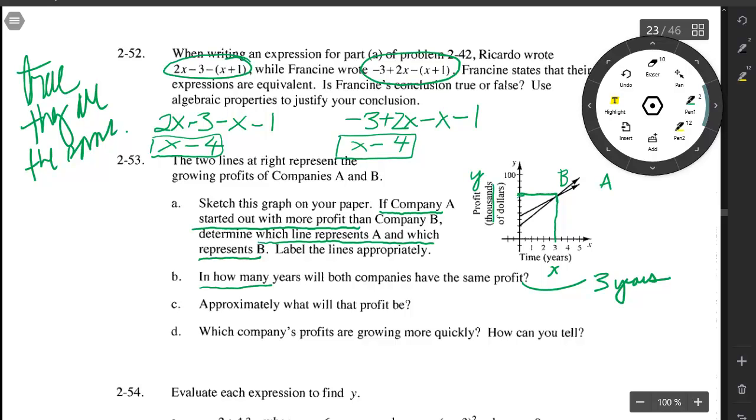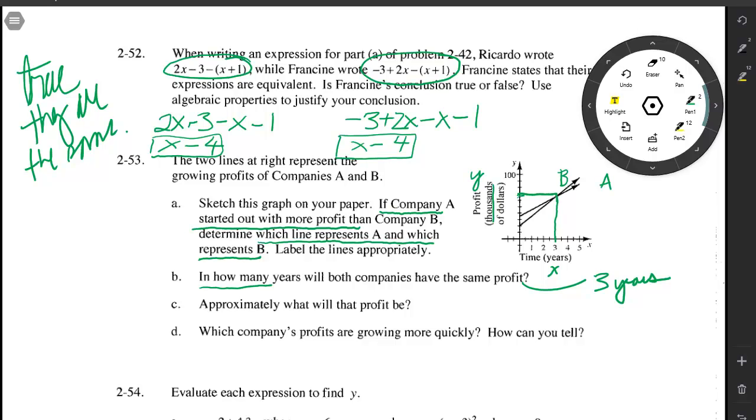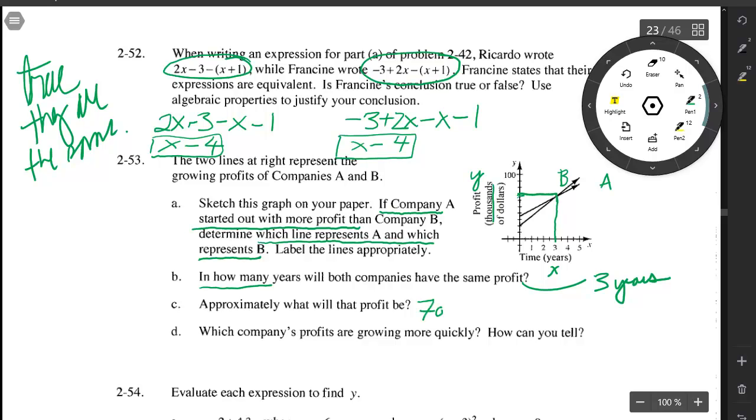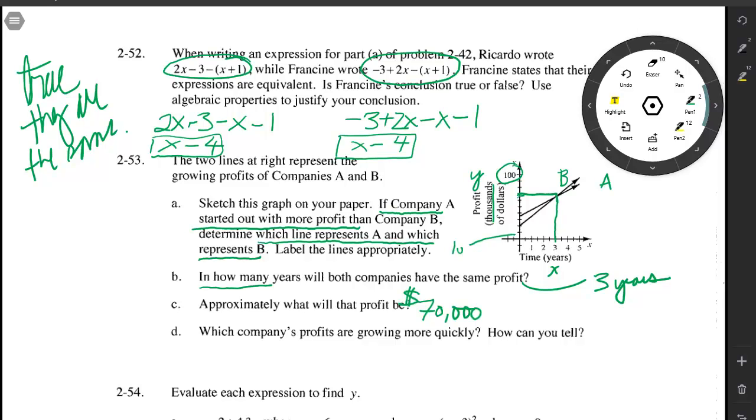This one here, right? So that's 1, 2, 3, 4, 5, 6, 7. D, $1,000, $70,000, right? Because this is 100, and this is 10. Therefore, it goes up to the 7th mark, so that's $70,000. Which companies are growing more quickly? B is.